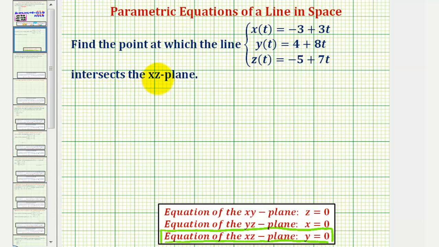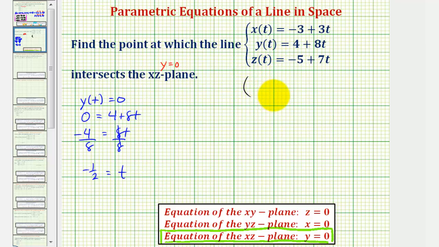Again, because the equation of the xz plane is y equals 0, at the point of intersection, we know y of t must equal 0, which means 0 must equal 4 plus 8t. So solving this for t, we would subtract 4 on both sides, and then divide by 8. This tells us that t must equal negative 1/2 at the point of intersection.